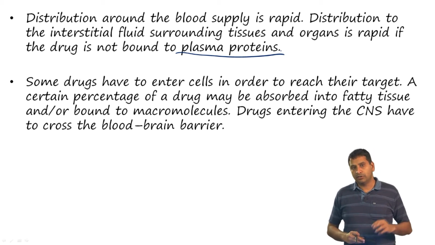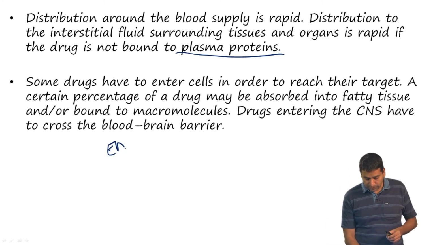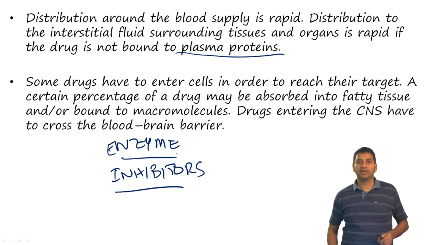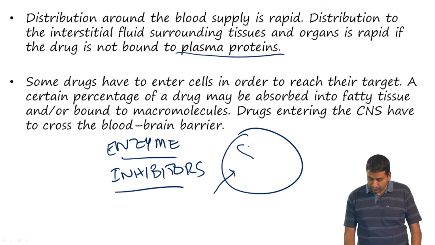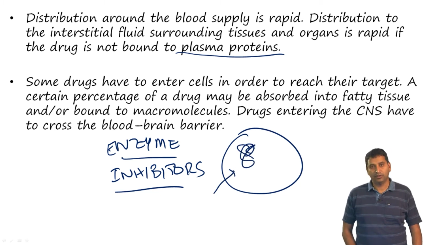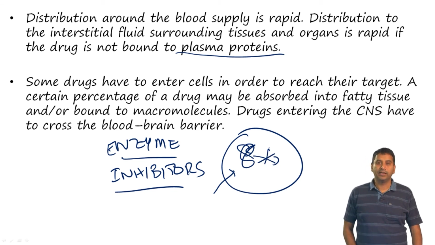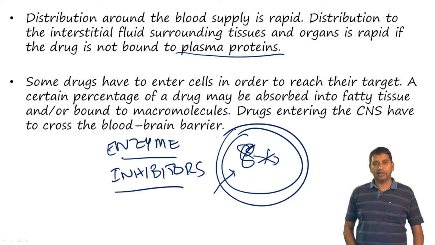Then some drugs we have already looked at have to enter the cell in order to reach the target. So, the examples that we looked at are enzyme inhibitors. If we design a drug as an enzyme inhibitor, then the drug has to enter the cell, meet the enzyme of interest, and then inhibit its activity, right. For which this drug has to enter the target cell.